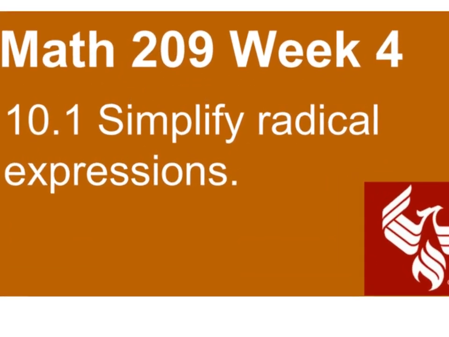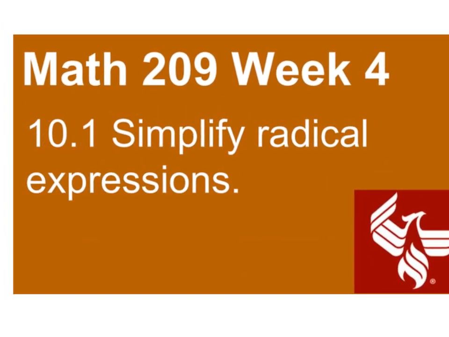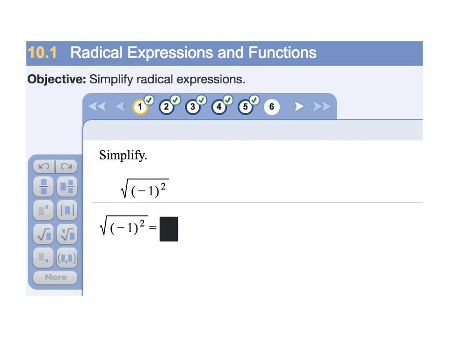All right, this is Math 209, Week 4, Section 10.1. We're still doing those wonderful square roots and cube roots and fourth roots and all those kinds of things. So when we are asked to simplify, it is a custom, just a rule that we follow, that we're always going to give the positive scenario. For example, this simplifies to the square root of 1.